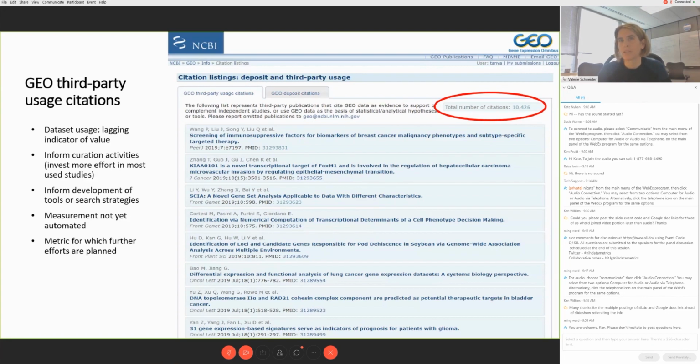So sort of in addition to serving as a lagging indicator of the data value, these sorts of metrics can inform our curation activities and new development. And while we're not yet capturing these citations in an automated fashion, given that they are really important for helping us understand the usage, it's an area where we plan to invest time in automating and standardizing. Next, please.